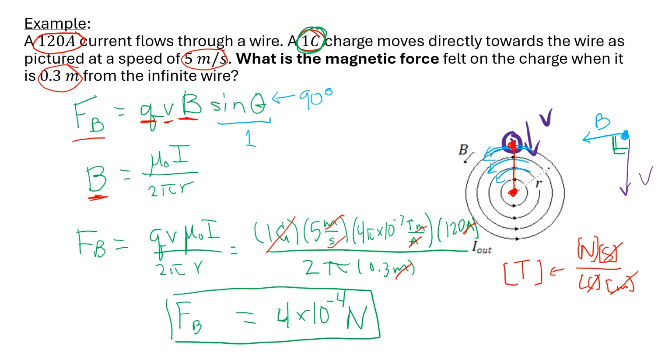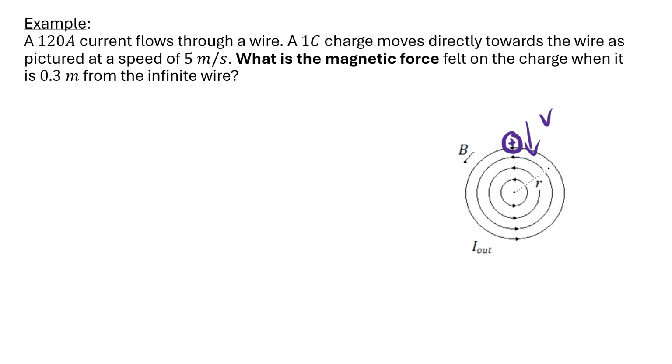Yeah, and so this is how you find the force on a moving charge due to a magnetic field created by a wire. A quick bonus question. What is the direction of that force? Well, we had already decided that the velocity of this positive particle is downwards and the magnetic field is to the left. And so you can use your right-hand rule number 1 to figure this out by pointing your thumb in the direction of velocity.